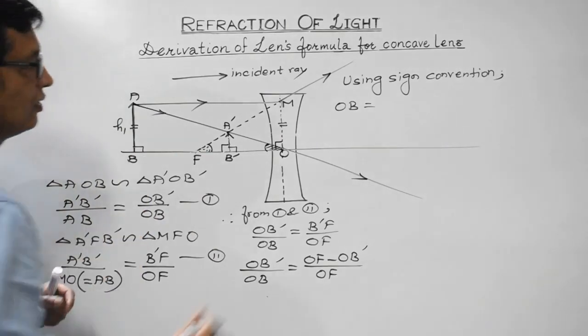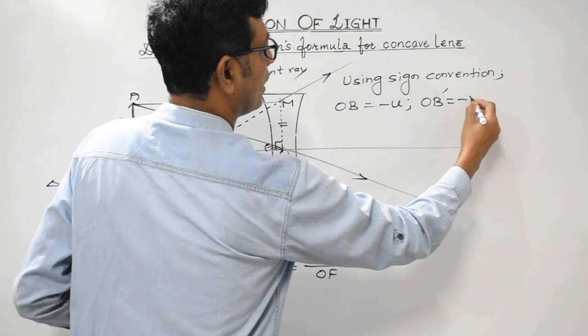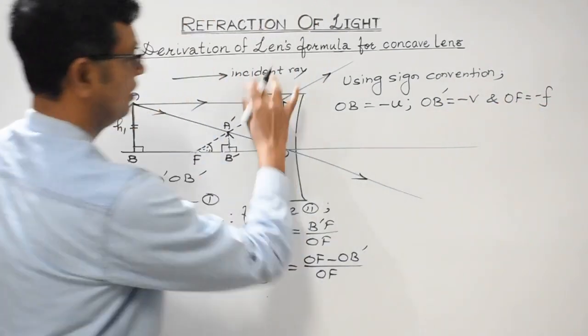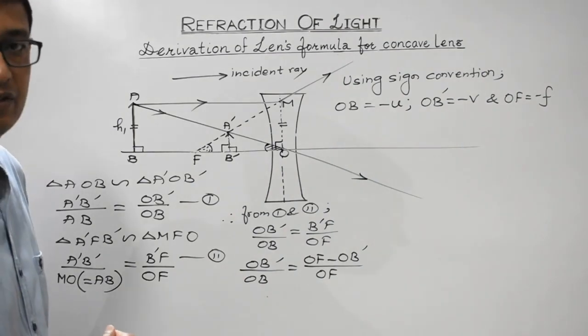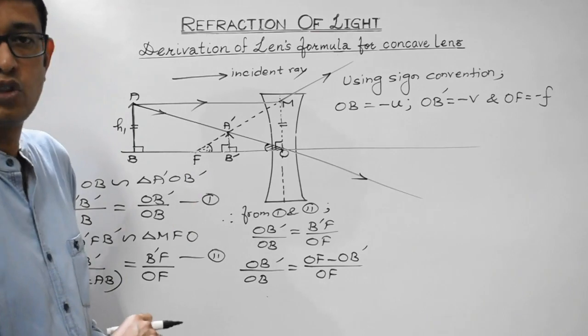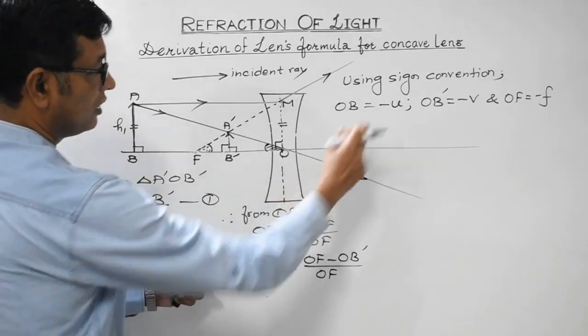Therefore, all are negative. So OB is equal to minus U, OB dash is equal to minus V, and OF is equal to minus F. The focus of a concave lens is negative. So whenever it is placed in some rarer medium, its focal length is always negative, right? So it's virtual. So let's substitute these values over here.